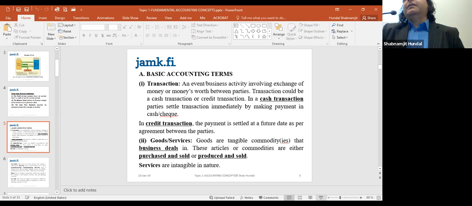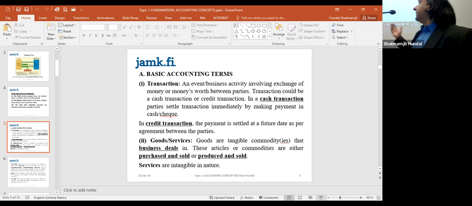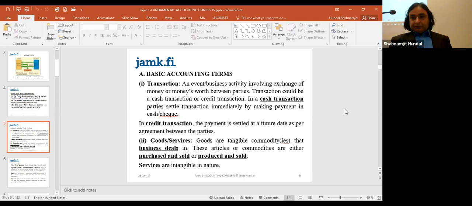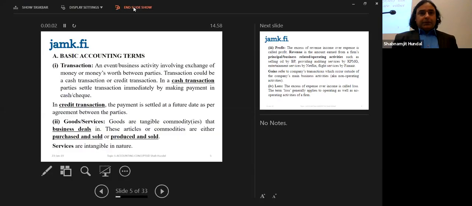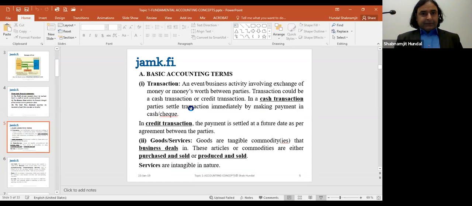BP is paying interest. You saw that BP was paying interest. Well, BP is paying interest because BP borrowed money. That's a transaction. So the entire economic system, or the business system, is based on transactions. Transactions could be on credit or they could be on cash. Do you get my point? You can buy something on credit or you can buy for cash.